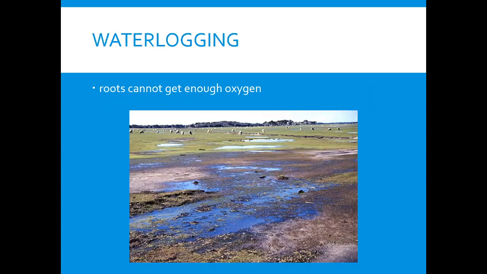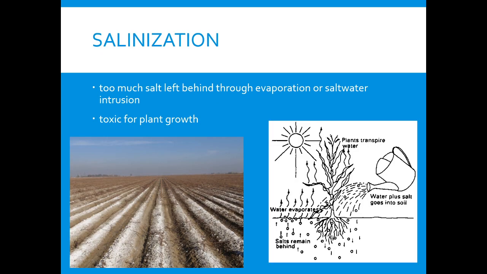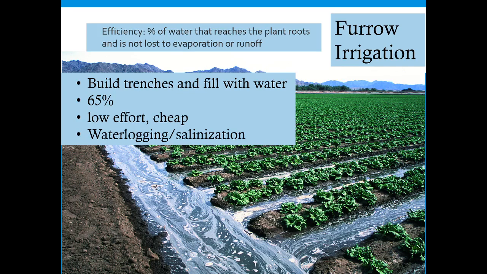So it's very important. Now, one of the drawbacks to irrigation is called waterlogging, where you put too much water into land, and this causes the roots to not be able to get enough oxygen, which can obviously harm and kill the crop. Another downside is salinization, where when you irrigate, salt is left behind after evaporation, or if you're just adding salt water, too much salt left in the soil can be toxic for plant growth.